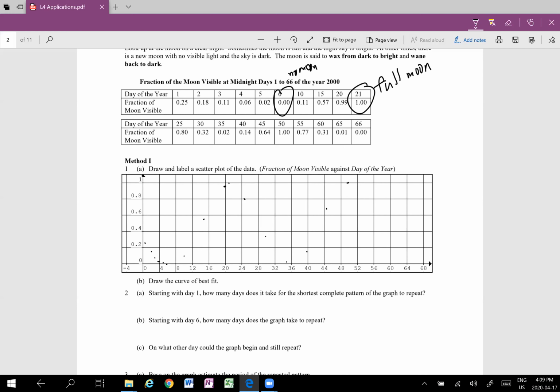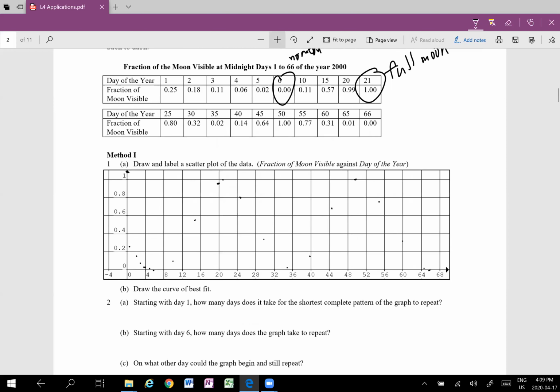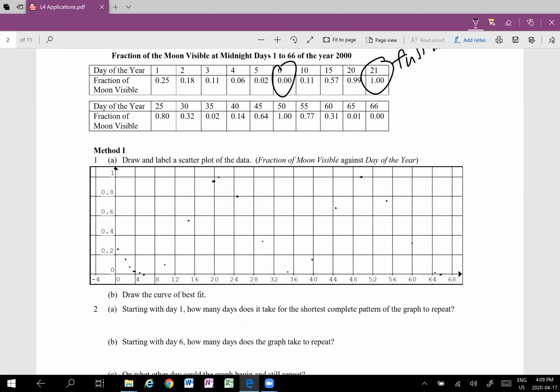Day 55, 0.77. Day 60, 0.31. Day 65, 0.01. And day 66, 0. So that's the scatter plot that we have. Let me zoom in in case some of you need to see it a bit better. That took me a while, but I'm getting better.